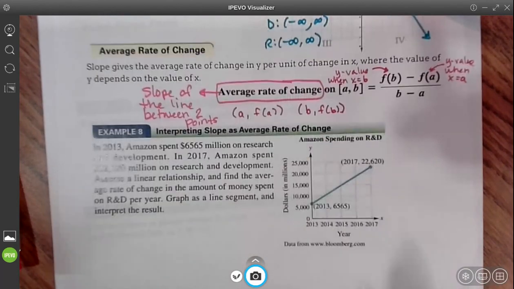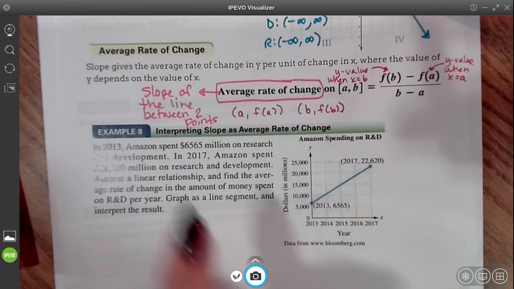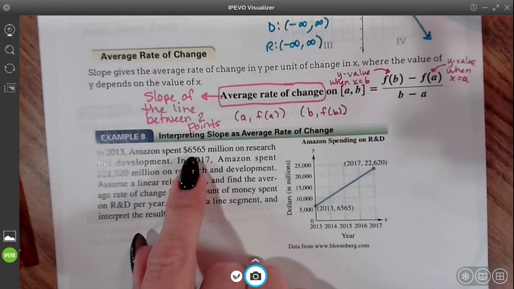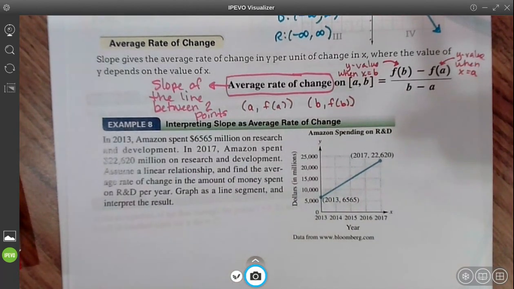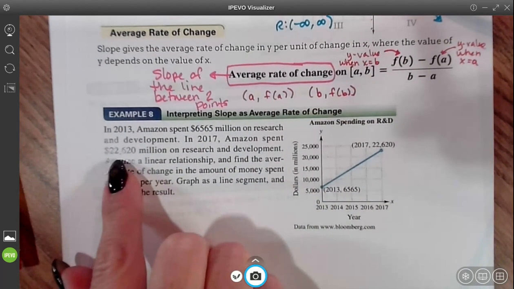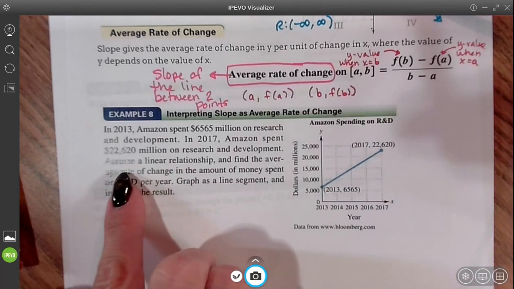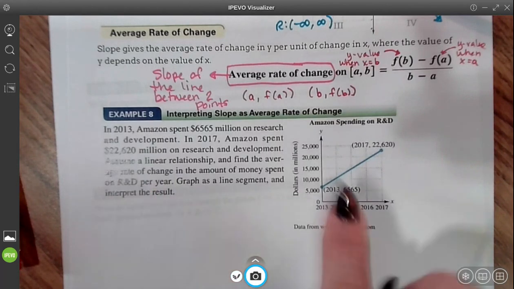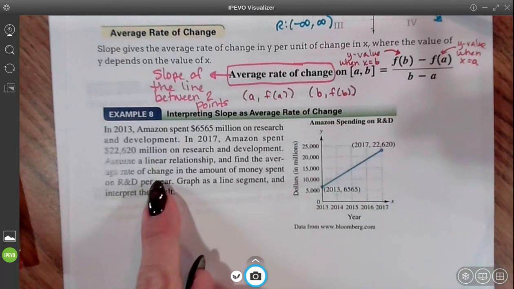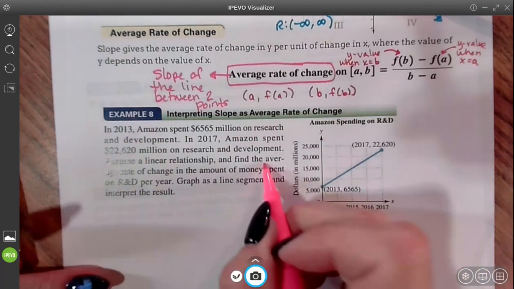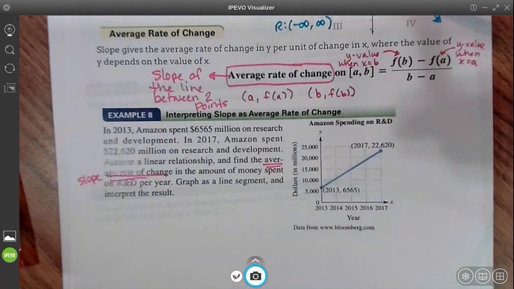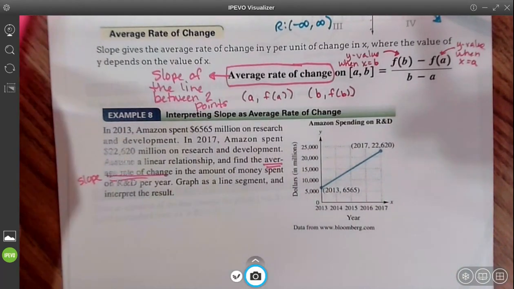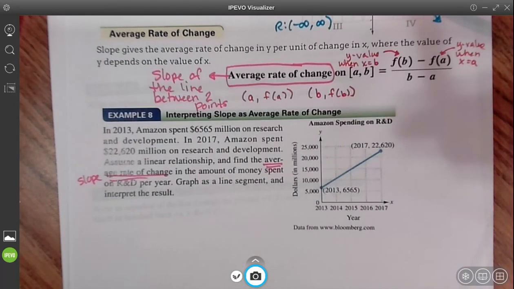So, here we go. In 2013, Amazon spent $6,566 million on research and development. In 2017, they spent $22,620 million on research and development. We're supposed to assume a linear relationship, meaning that they connect in a straight line, and find the average rate of change, which just means slope, in the amount of money spent on research and development each year. Graph as a line segment and interpret the result.